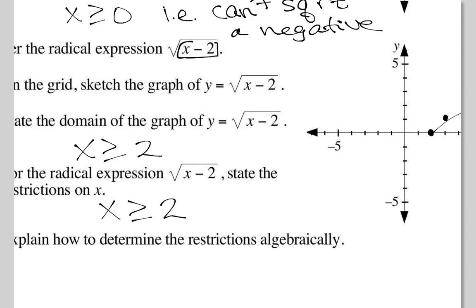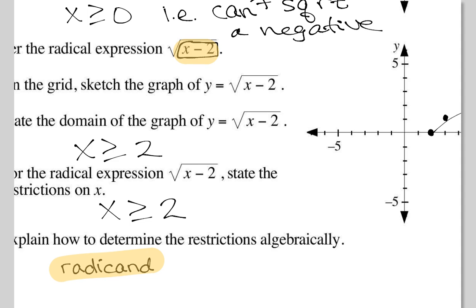We're going to take this right here, take the radicand, which we know is x minus 2. And what do you know about the thing inside the radical? The thing in there has to be greater or equal to 0. You cannot square root a negative. So whatever's in there, it's got to be 0 or bigger.